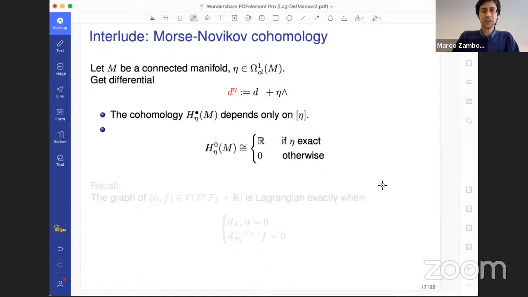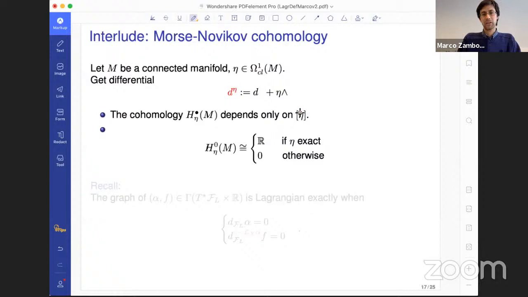I'll say a couple of words about Morse-Novikov cohomology, which is some kind of twisted de Rham cohomology. I'll do it here just for manifolds, then we will use the foliated version. Take a connected manifold and a closed one form eta. Then you can use the closed one form to change the de Rham differential by adding the term eta wedge whatever you want. This is degree preserving because eta is a one form, and it squares to zero because eta is closed. So you get a chain complex. For us, it will be relevant because of the equations that determine when a section is Lagrangian.